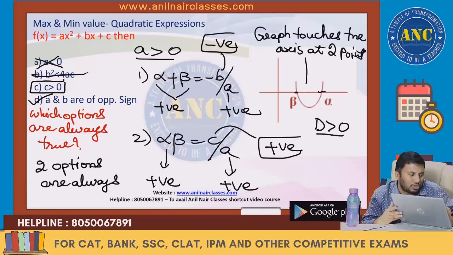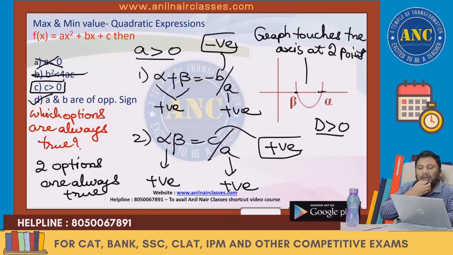Very, very good question, sir. 2 options are always true. Again, I am explaining. Alpha plus beta is minus b by a. Alpha, beta are there on the right side, so alpha is positive, beta is positive. Both are positive, answer will be positive. Graph is growing upwards, A will be positive. So B has to be negative, because negative into negative is positive. A is positive, B is negative.